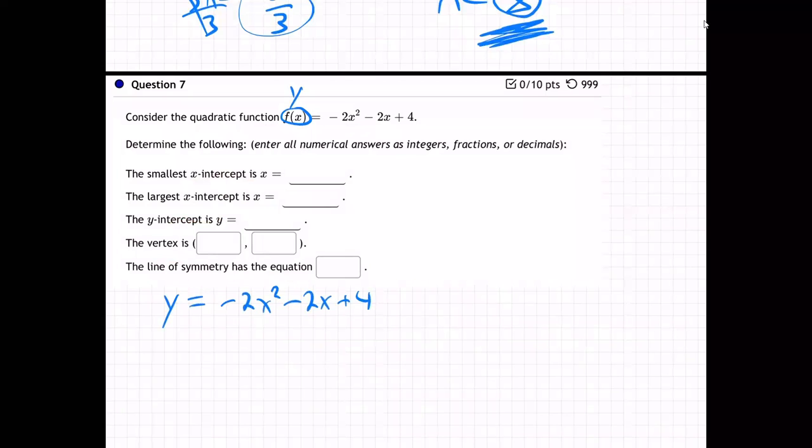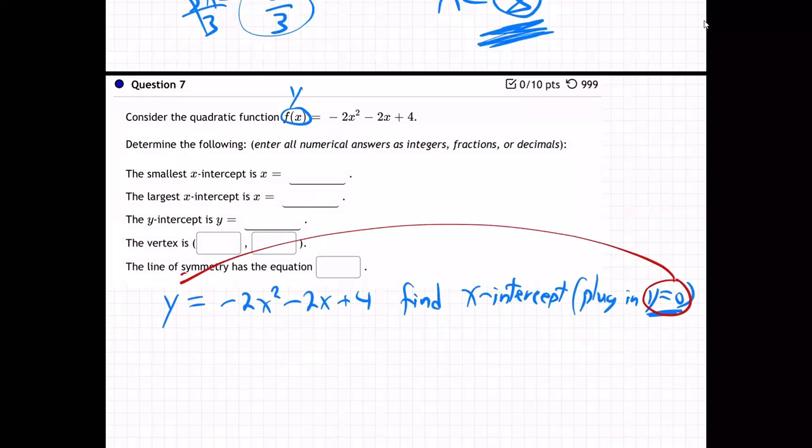Okay. They start off by asking for the x-intercepts. So how do we find an x-intercept? Well, we have to plug in y equals 0. We always find intercepts by plugging in the opposite letter as 0. So I'll grab that 0 and put it in right there. So I get 0 equals minus 2x squared minus 2x plus 4.